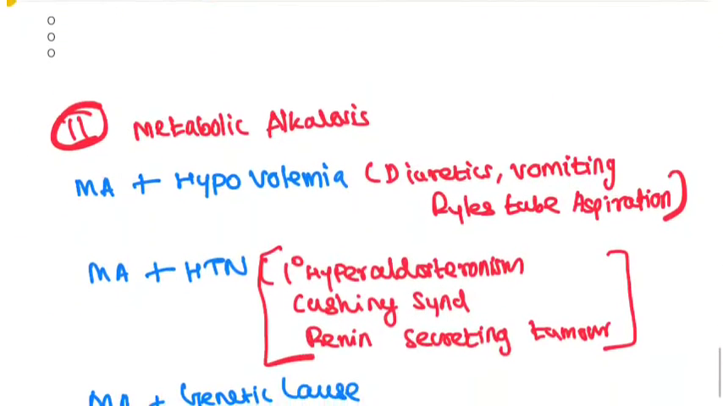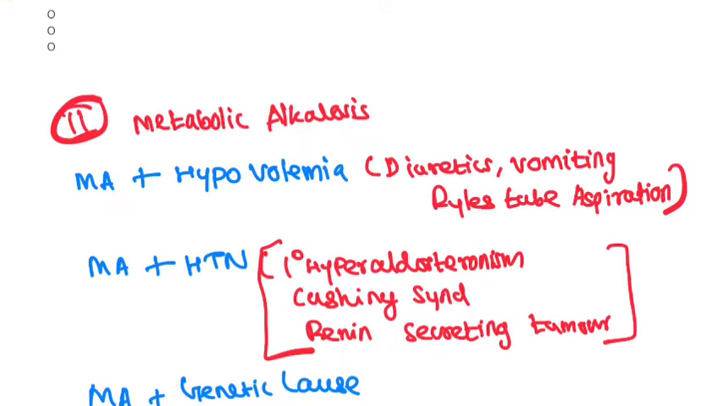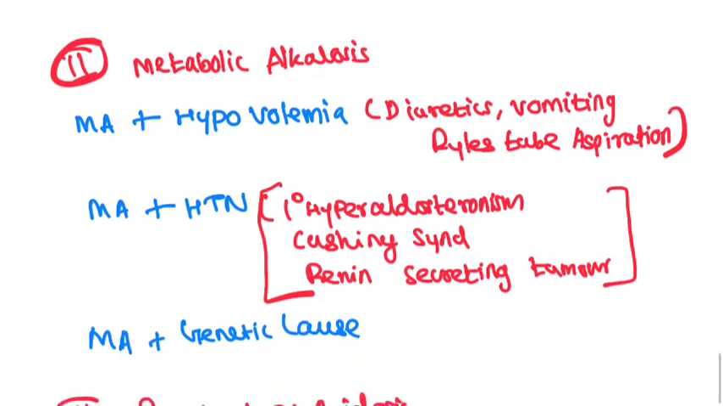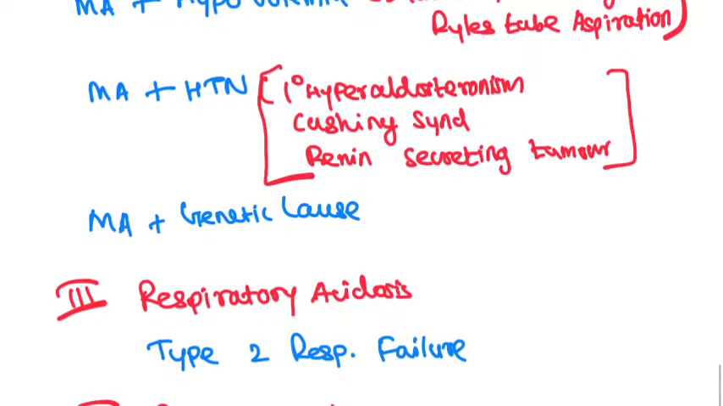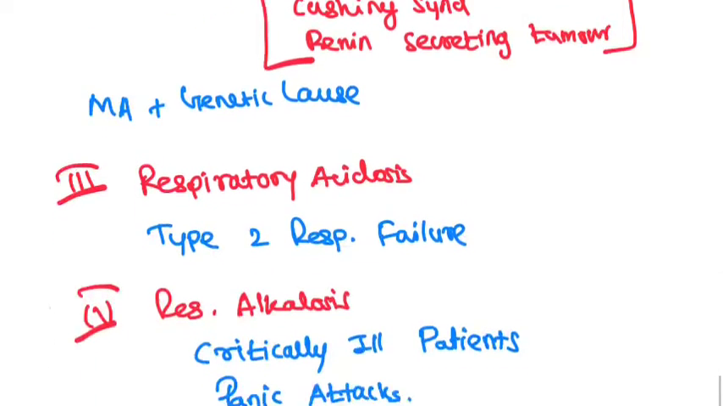Then move further. Let's see metabolic alkalosis causes. Number one, hypovolemic causes: diuretics, vomiting, nasogastric tube aspiration. Secondly, hypertensive causes: primary hyperaldosteronism, Cushing syndrome, renin secreting tumors. Finally, genetic causes: Bartter syndrome, Gitelman syndrome, and Liddle syndrome.